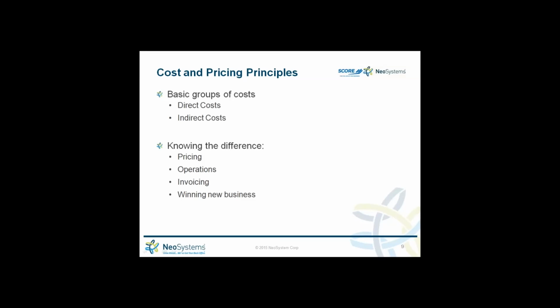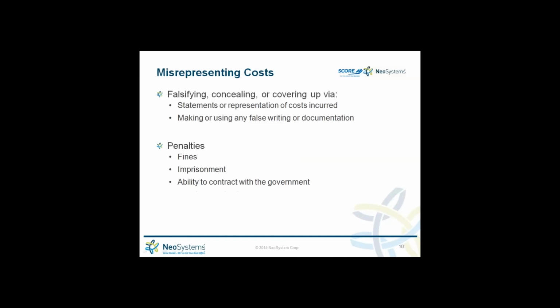So knowing the difference will affect how you price. Notice that a lot of you had checked the pricing poll answer there. It'll also affect your operations, how you invoice, and how fast you can get paid. And the most important piece for government contractors is that it'll affect winning new business. So knowing the difference between a direct cost and an indirect cost is key in government contracting, especially if you already know what's a direct and indirect cost.